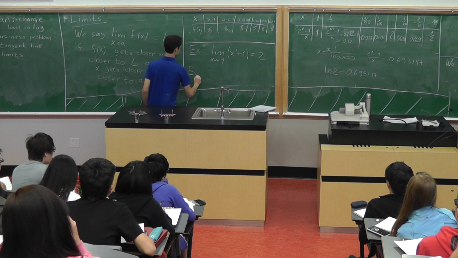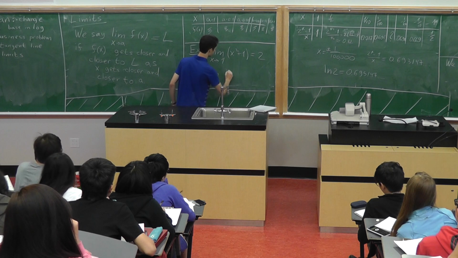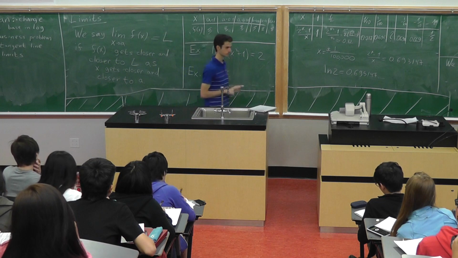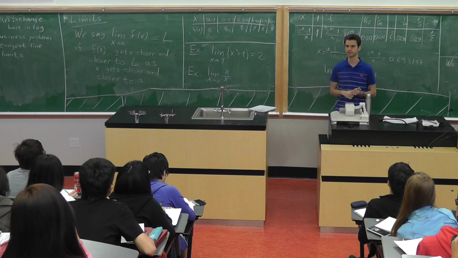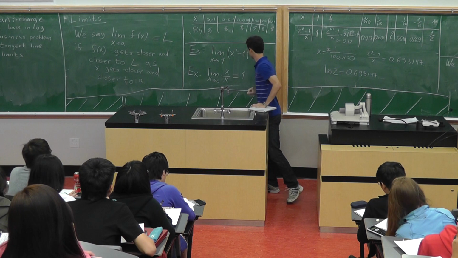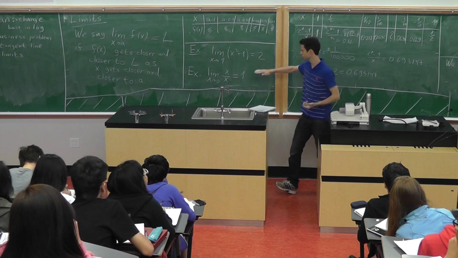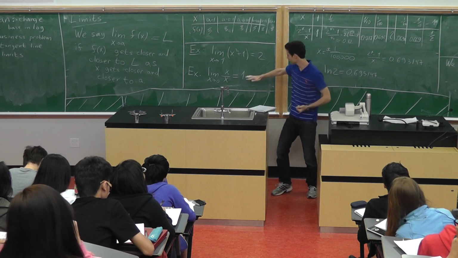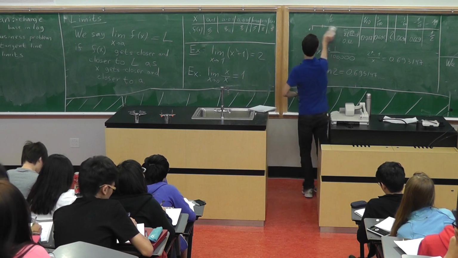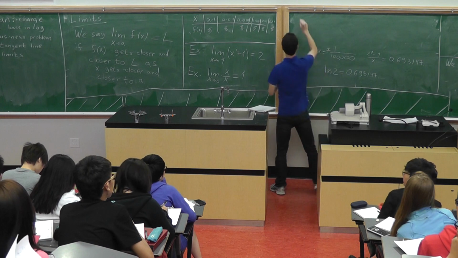Another example. Limit as x tends to 0 of x over x. What is this one? 1. Right. Okay, so it is actually 1. Let me give you a wrong argument for why it is 1. And then somebody will correct it. So it's wrong.